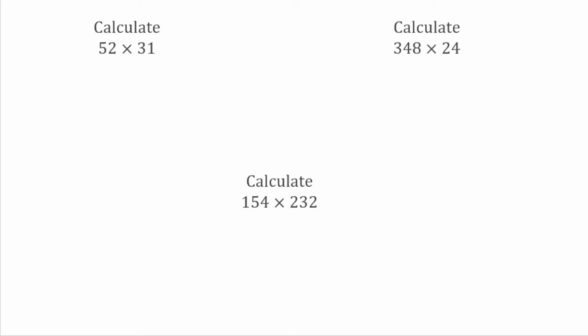So as I said, we've got some examples here now where we're multiplying by 2 digits. And then right at the end, we've got an example where we're multiplying by 3 digits. So if you want to have a go at these now, feel free to pause the video here and we'll go through the answers in just a few seconds.